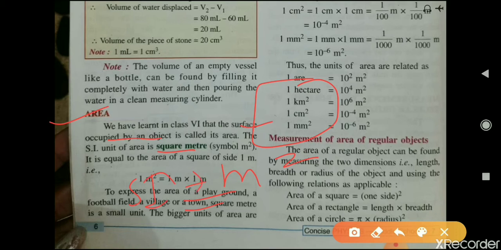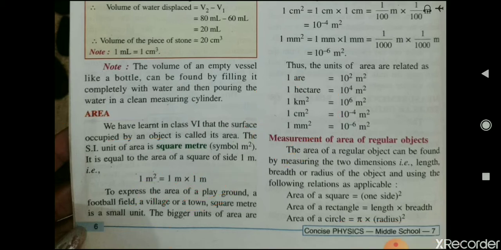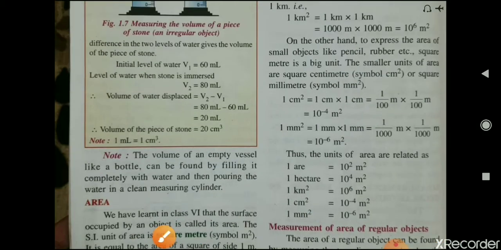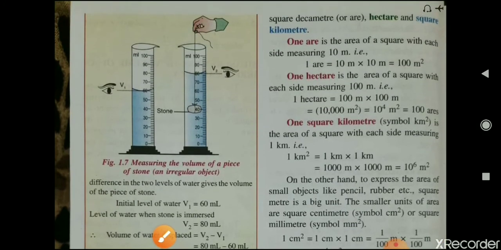Now, suppose we want to measure the area of a playground or a football field or a village or a town. Meter square is a smaller unit, so if we need to find the area of a playground, we need bigger units. Bigger units of area are square kilometer, hectare, and square decameter.